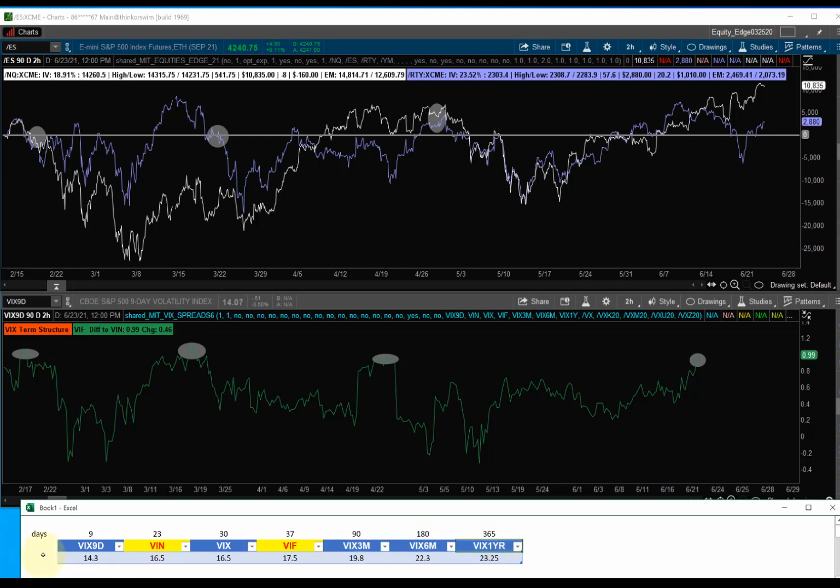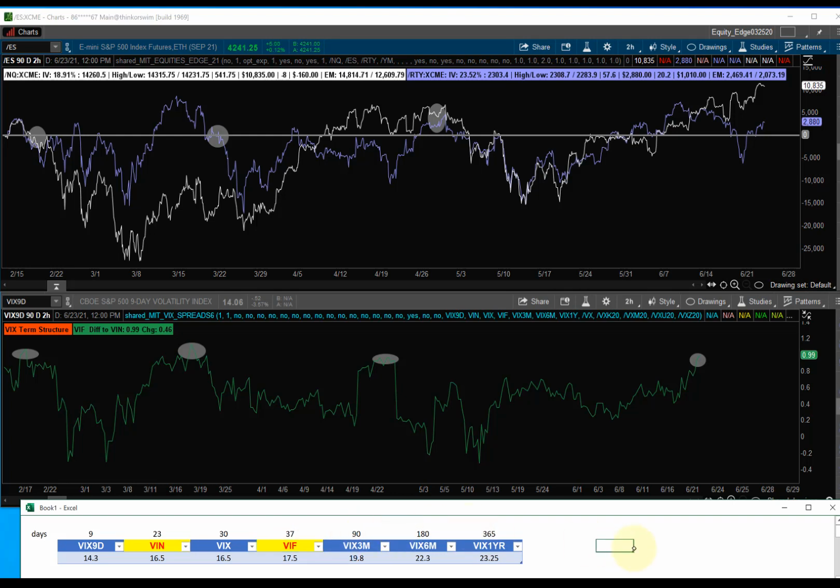And then I broke it down here, days. The VIX is 30 days. The 9-day VIX is obviously 9 days. The VIN, the N stands for near, is a 23-day measure of volatility. The VIF, F stands for far, is a 37-day measure of volatility. 3 months is 90-day, 180, 365.